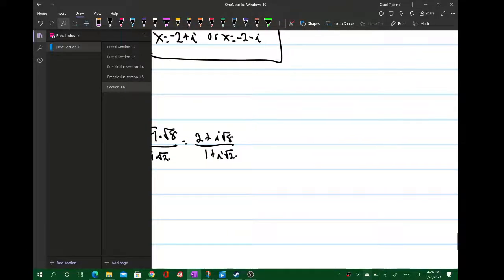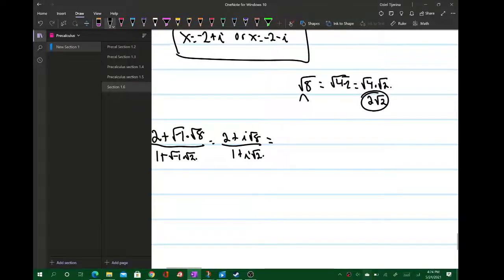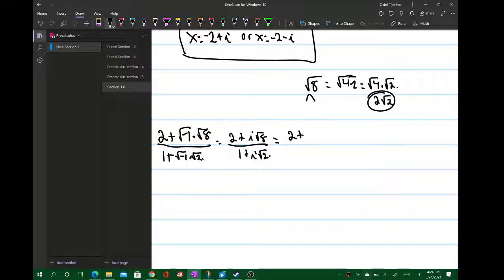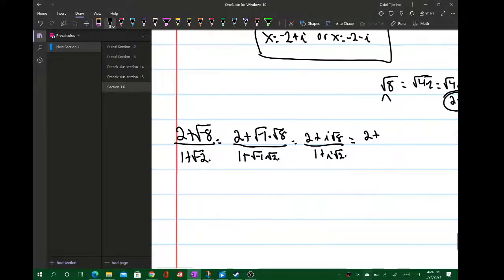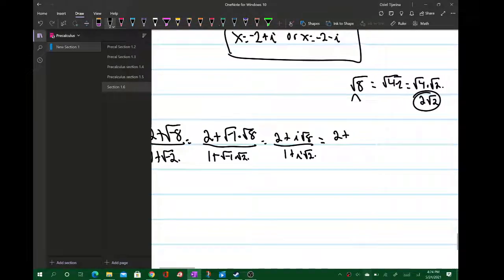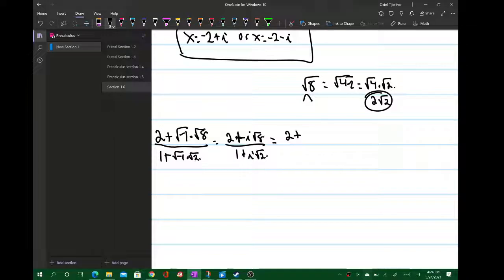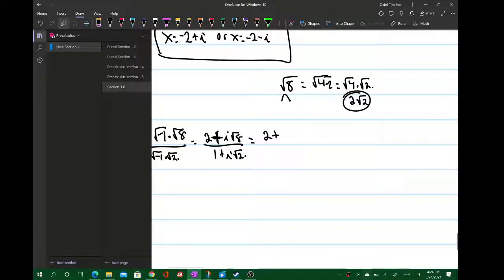Now I can go ahead and simplify this, and the square root of 8, if you simplify it, is the square root of 4 times 2, which is equal to the square root of 4 times the square root of 2. So this is 2 square root 2, right? And then we have 2 plus, and it's the positive square root, right? It's the positive one. So we have 2 plus 2i square root 2 over 1 plus i square root 2.